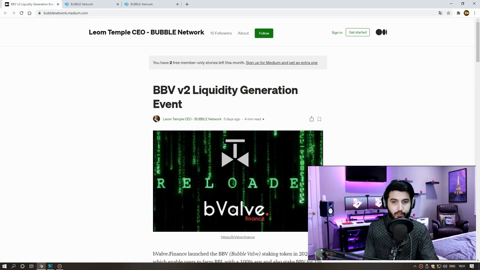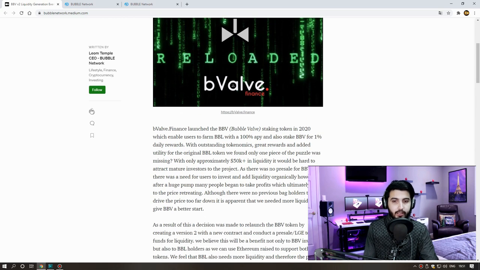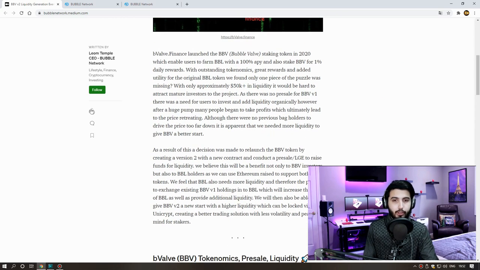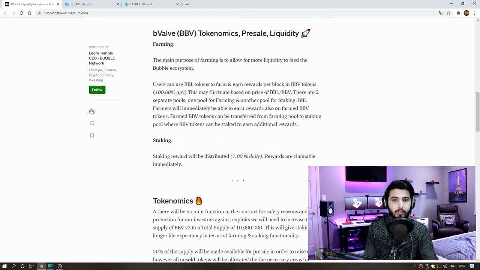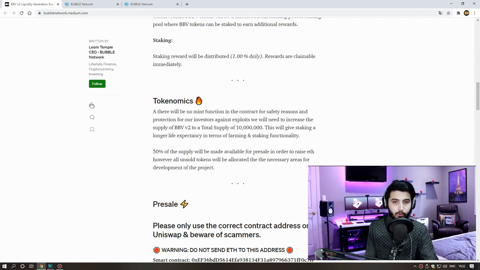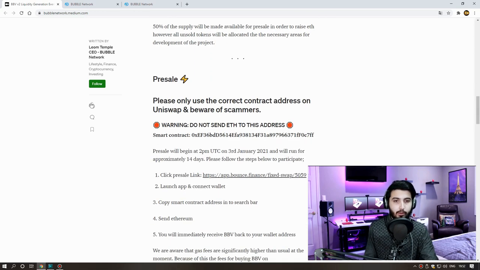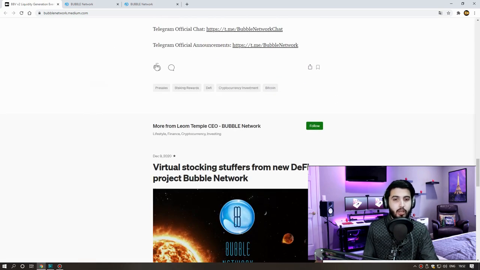As there was no pre-sale for BBV version 1, there was a need for users to invest and add liquidity organically. However, after a huge pump, many people began to take profits, which ultimately led to the price retreating. Although there were no previous bag holders to drive the price too far down, it is apparent that we needed more liquidity to give BBV a better start.